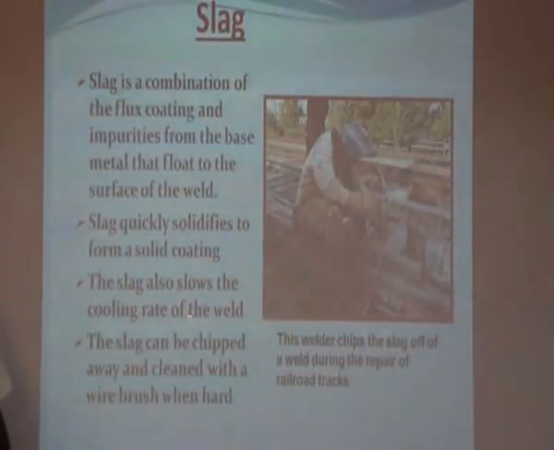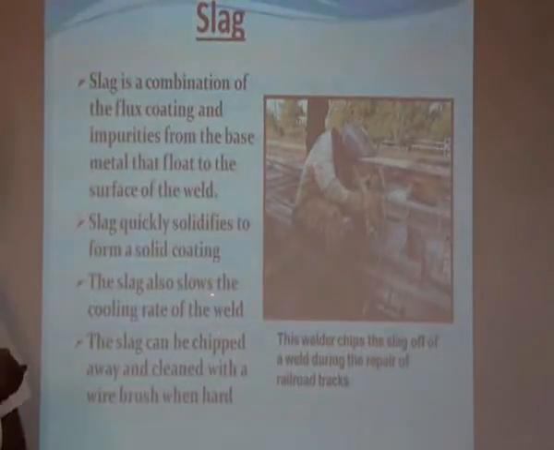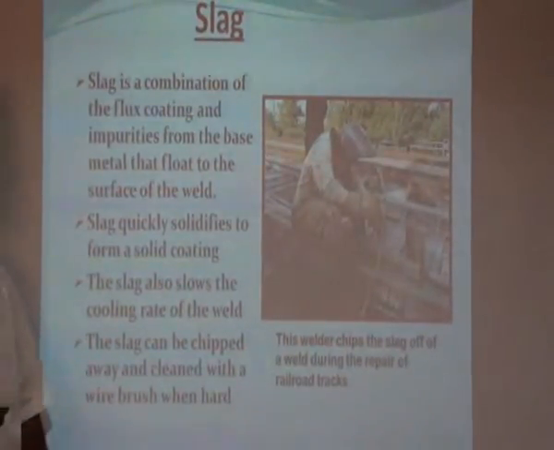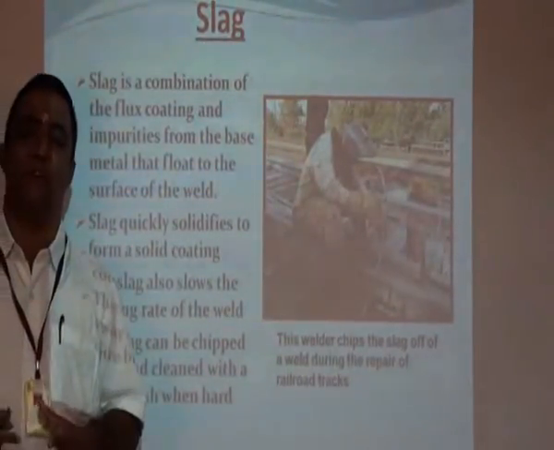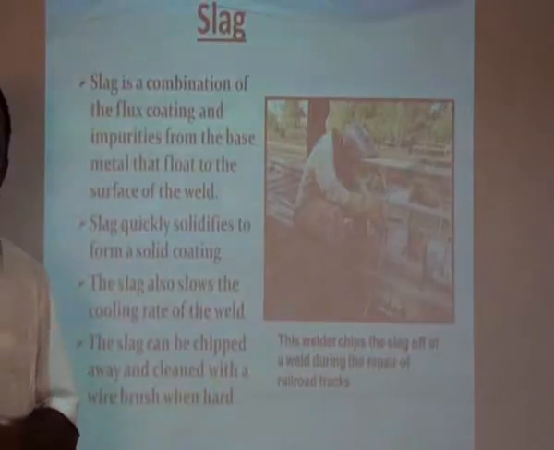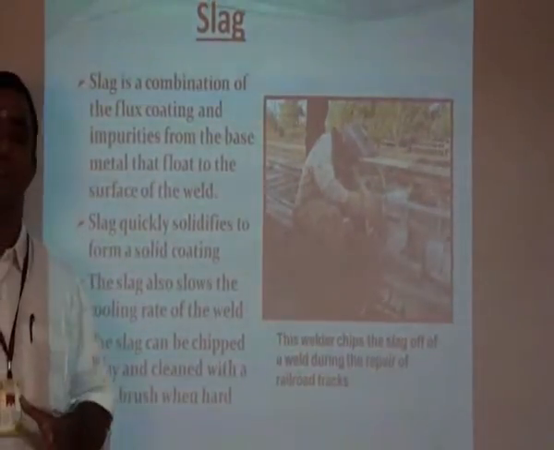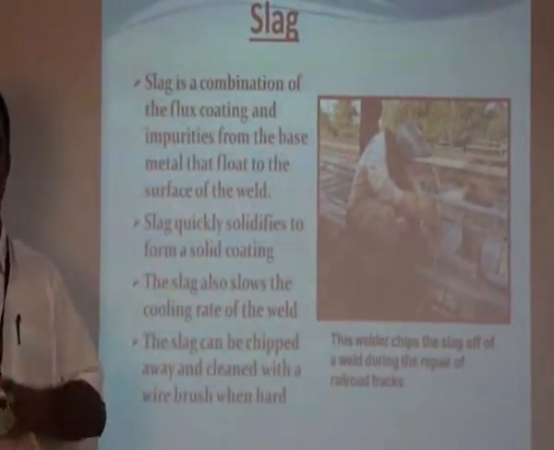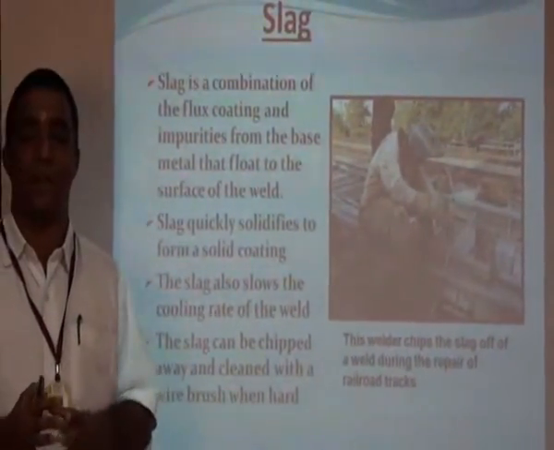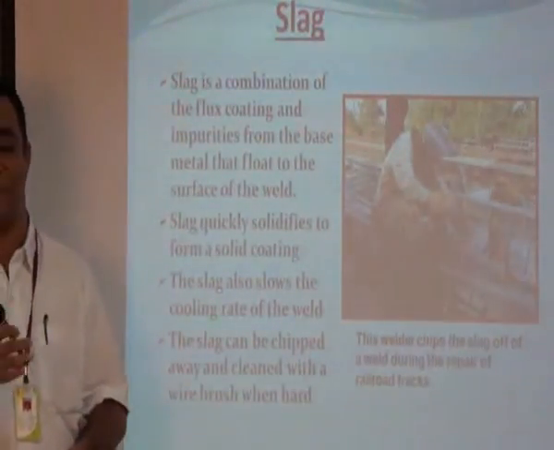The slag also slows the cooling rate of the weld, and the slag can be chipped away and cleaned with a brush when hot. This slag is an important feature in shielded metal arc welding. It is the end product of the flux melting. The fluxes are nothing but oxides, fluorides, carbides, etc. They are combined together, and then they are coated on the top surface of the electrode.